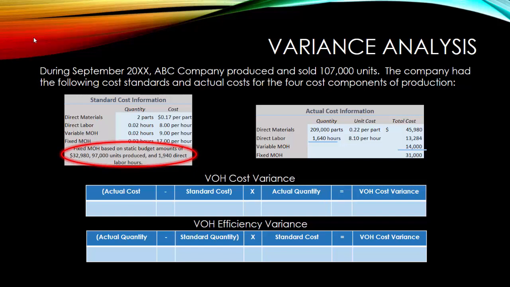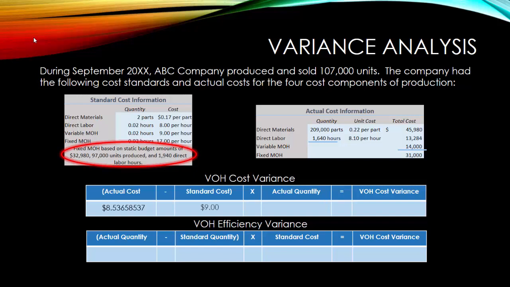So if we take $14,000 in actual variable manufacturing overhead and divide it by the actual amount of our cost driver, direct labor hours, we're going to come up with this hideously ugly number, and it happens sometimes. So we get $8.53 and a bunch more decimal places after that. That is the actual cost per unit of our cost driver that we paid in variable overhead.